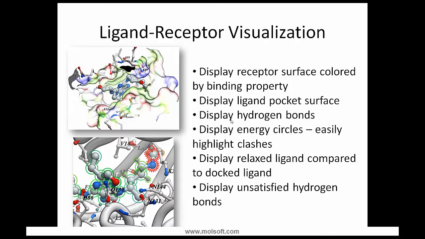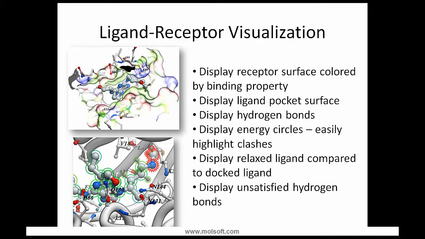You can display hydrogen bonds. You can display energy circles, shown here. So for example, if something's making a clash, you have these big red circles which represent poor energy, whereas the rest of this ligand is okay, but it's obviously making a clash to the receptor here. You can display the relaxed ligand compared to the docked ligand.